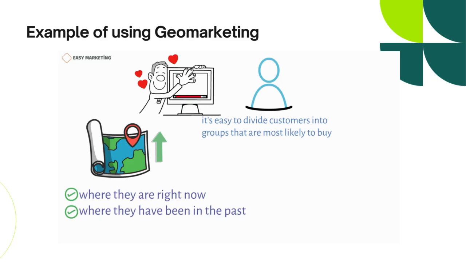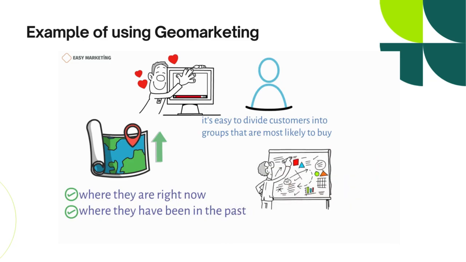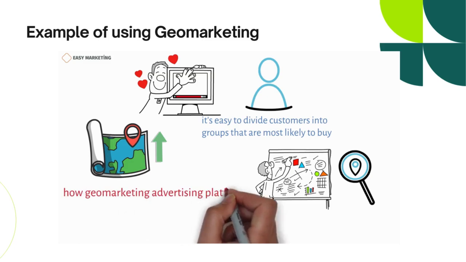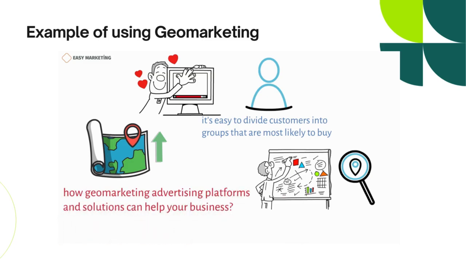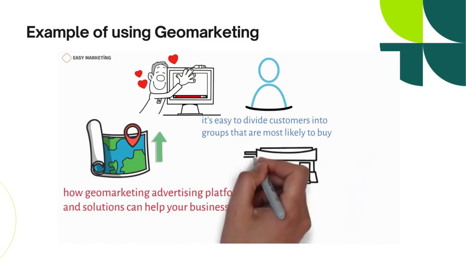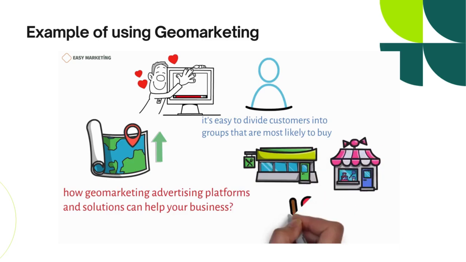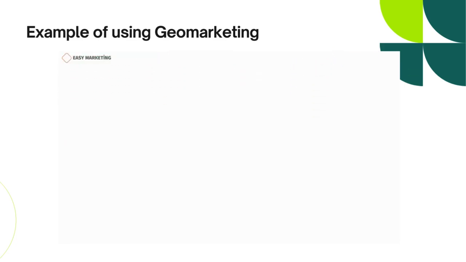Geomarketing is an important part of any marketing strategy now that almost everyone has a cell phone and many have chosen to use their location services. Wondering how geomarketing advertising platforms and solutions can help your business? Here are some ways that restaurants, stores, and charities have used geomarketing to reach the right people. Here are some ways that quick service restaurants, QSR, and fine dining restaurants have used geomarketing to reach more customers.